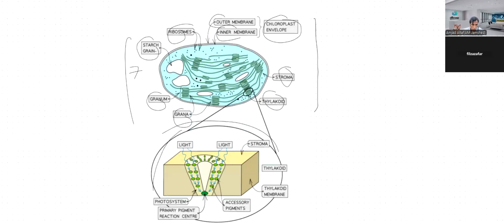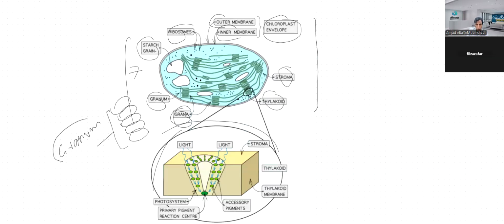Great. So with all this, is there any other structure which you think is a bit confusing or new for you? Granum is there. This stack-like structure, like the coin shape, just like coins which pile up on each other. You can see this complete structure is called granum. And it's not only one, a number of grana are present here. Grana is plural, and the singular is granum. Okay.